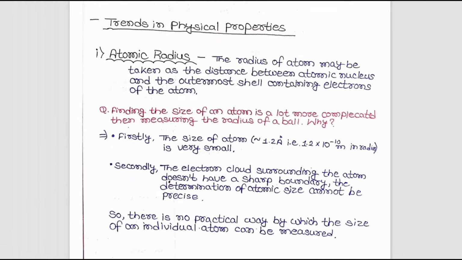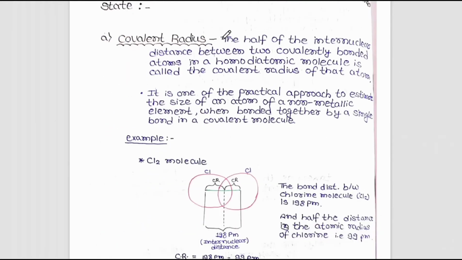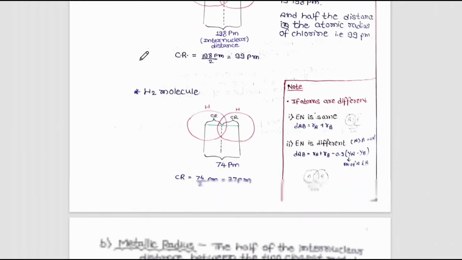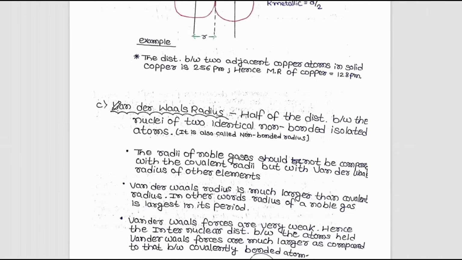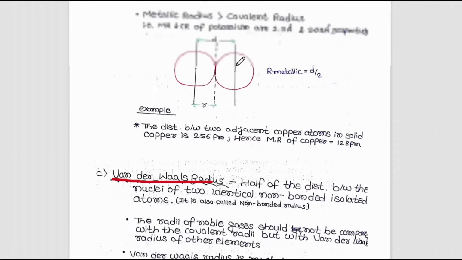Now, trends in the physical properties: atomic radius. Atomic radius, or the radius of an atom, may be defined as the distance between the atomic nucleus and the outermost shell containing electrons of the atom. And the atomic radius is of three types. Number one is covalent radius, number two is metallic radius, and number three is van der Waals radius.